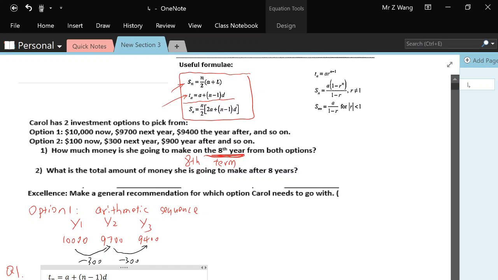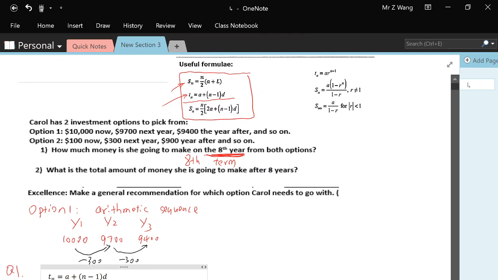As in all of the NCEA assessments, you have to explain this. That means in the 8th year, Carol will have $7,900. I hope this makes sense.